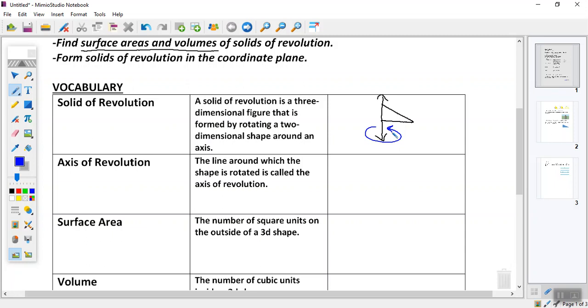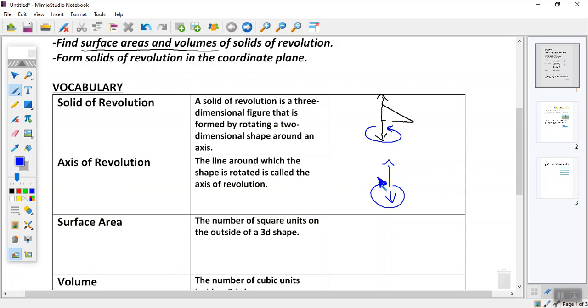We're going to talk about axis of revolution. An axis of revolution is the line around which the shape is rotated. Up here in this example, that vertical line, any line that you rotate around is going to be considered your axis of rotation. So anytime you rotate around some axis, this is considered an axis of revolution or an axis of rotation, if you will.